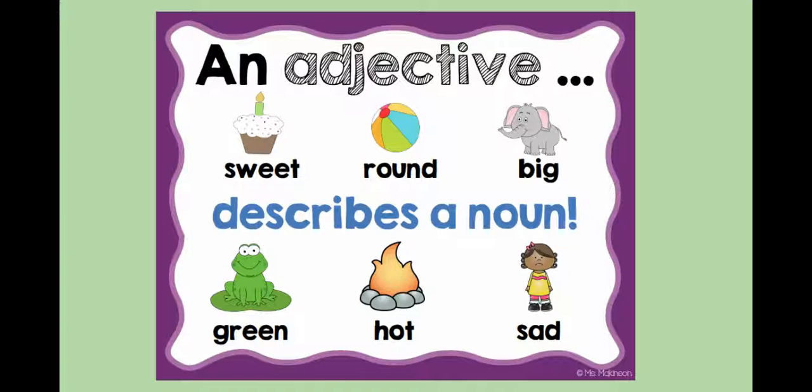For example, instead of just saying I ate a cupcake, I can say I ate a sweet cupcake. It's describing that cupcake. Instead of saying a ball, I might say I bounced the round ball.